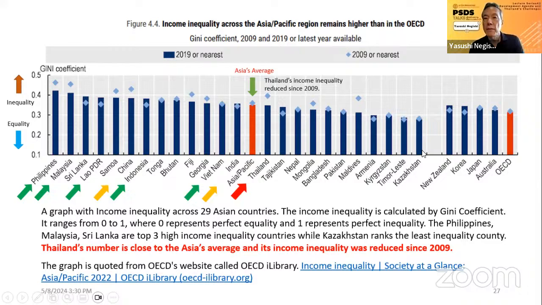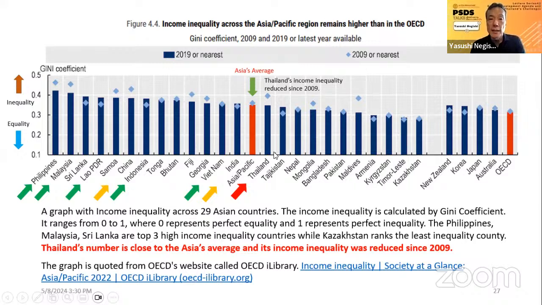And Kazakhstan is the country with the lowest Gini coefficient. So meaning that in Kazakhstan, income distribution is not so unequal, meaning relatively well balanced. This is a very relative number, so we can say that Kazakhstan's Gini coefficient is lower, meaning that relatively their income distribution is fair.